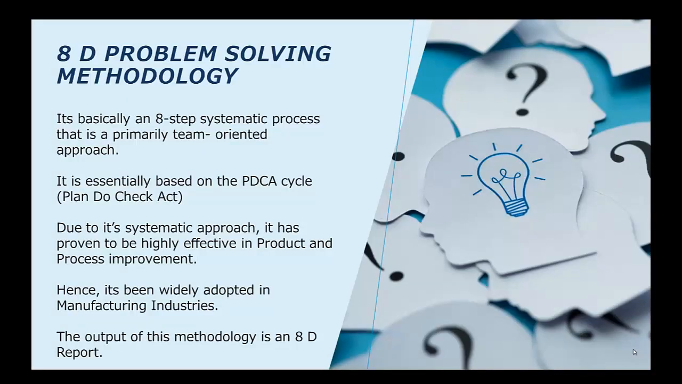The 8D problem-solving methodology is literally an 8-step systematic process that is primarily team-oriented in its approach. It is the most particularized version of quality control process on the PDCA cycle, consisting of steps like planning, establishing a team, defining the problem, mitigating the effects of the problem, defining the root causes of the problem, implementing corrective actions, actively communicating with the team members for updates and recognize their efforts and achievements.